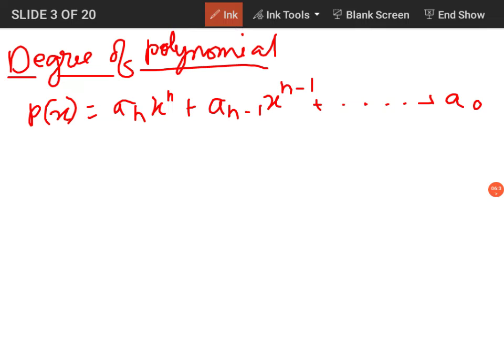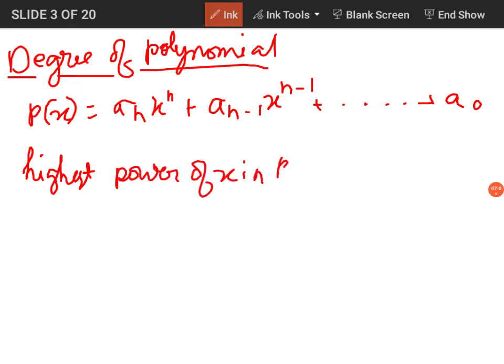There is a very huge mistake that most of the teachers make. They say the highest power of the variable in this polynomial is known as the degree of this polynomial. But no, this is only partially correct. Now let me tell you why. The highest power of x in p of x is definitely the degree of this polynomial, but not always.